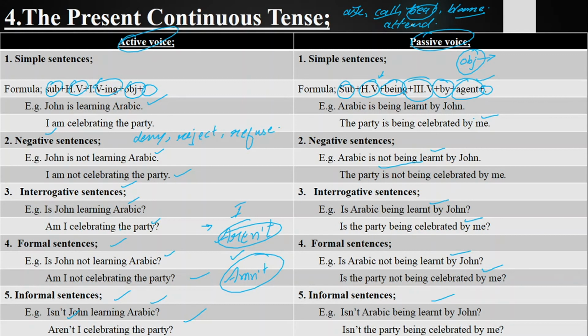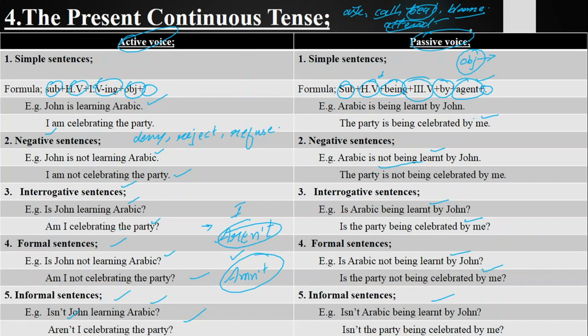Attend. I say you attend the paper. Paper is attended by you, paper is not attended by you, is paper attended by you, is paper not attended by you, isn't paper attended by you, paper was attended by you, paper was not attended by you, was paper attended by you, was paper not attended by you, wasn't paper attended by you, paper will be attended by you, paper will not be attended by you, will paper be attended by you, will paper not be attended by you, won't paper be attended by you, paper is being attended by you, paper is not being attended by you, is paper being attended by you, is paper not being attended by you, isn't paper being attended by you.